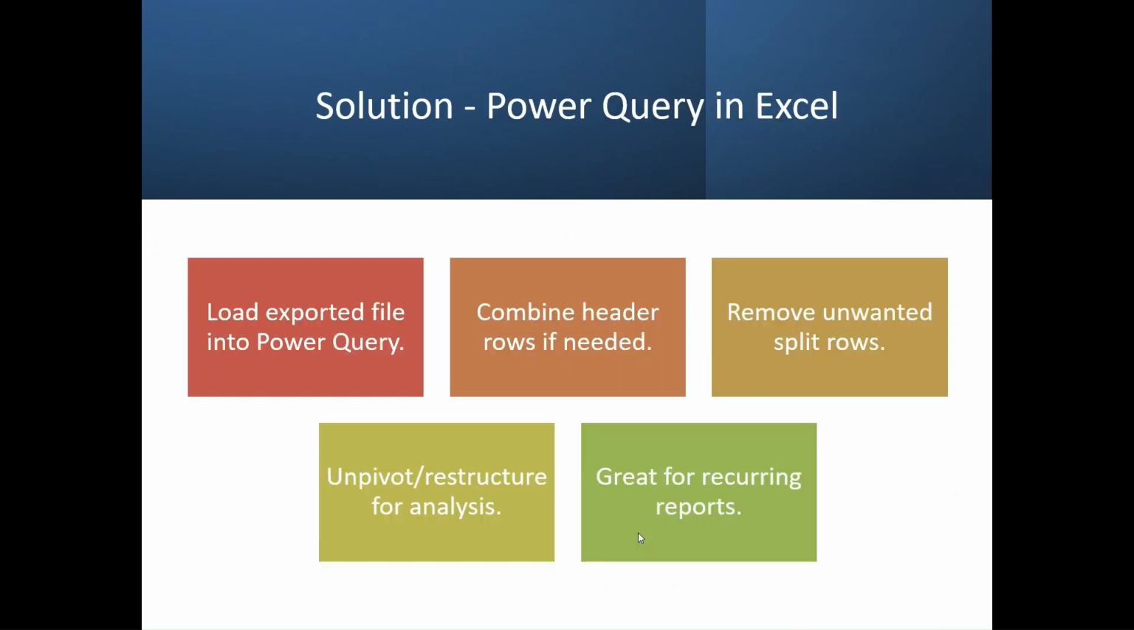The third one is using Power Query in Excel. This can also help you in analysis of that data and making data clean and readable. For that, you have to load the exported file in Power Query. Then you can combine header rows if needed. Then you should remove unwanted split rows. After that, you can unpivot or restructure the data for analysis. This is very good for recurring reports, and you can copy the same steps to all of your reports. So for data with multiple rows and headers, you can use these three options: in SAP, in Excel, and in Power Query. I hope we have answered the first question.